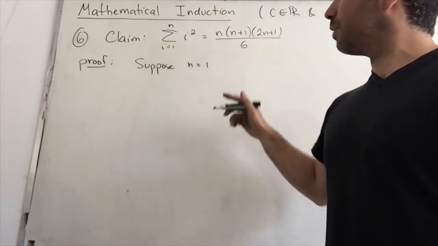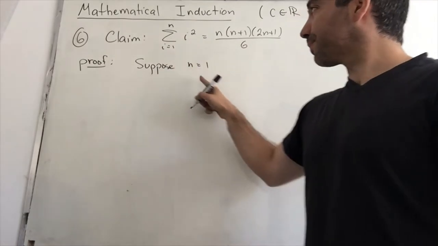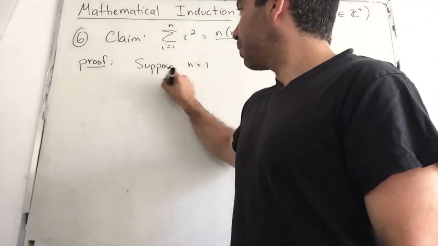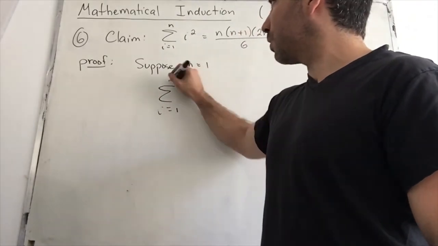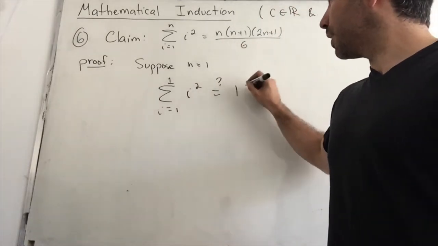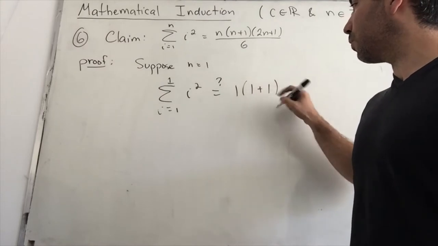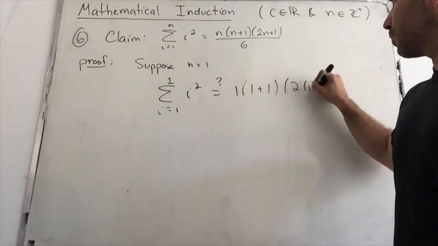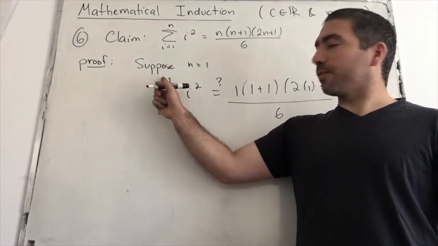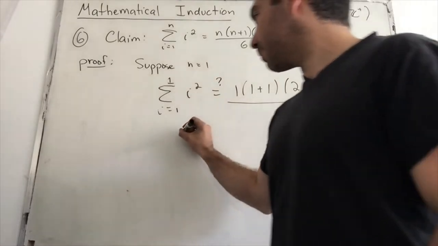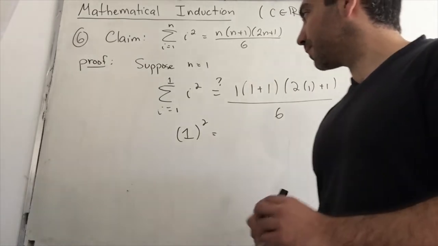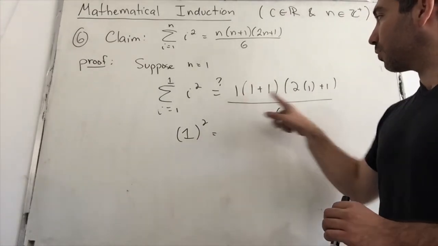If we substitute n with one, we could call this thing S n, but we'll just assume n is one. Replacing the n's with 1, what we get is the sum from i equals 1 to 1 of i squared. And we want to see if that's equal to the right-hand side. So replacing the n's with 1, we get 1 plus 1 times 1 plus 1 times 2 times 1 plus 1, all that over 6. Is this equal? Well, here we're starting from 1 to 1, finishing at 1. So we're substituting the i with 1, but we're only doing it once because it stops after the first term. And we get 1 on the left-hand side. On the right-hand side, we get 1.